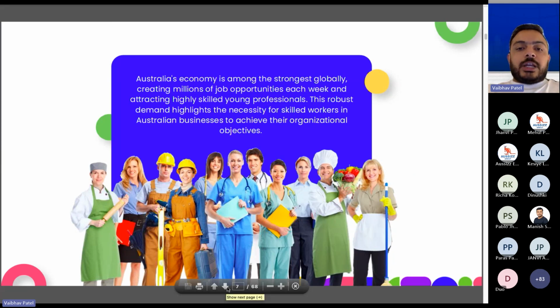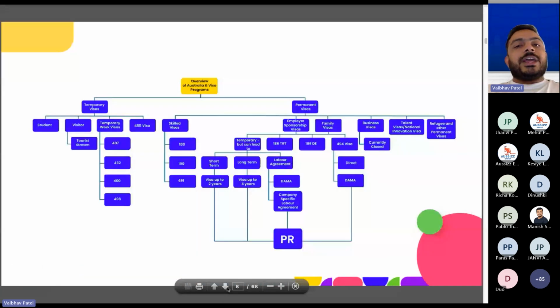Now, as you know, Australia is growing and is coming up as a strong economy. So Australia is definitely looking for very highly skilled workers. Now there are many ways people can migrate to Australia. So I have divided the overall migration program into two sections. Number one is a temporary visa, and the other one is a permanent visa. Let's start with the temporary one.